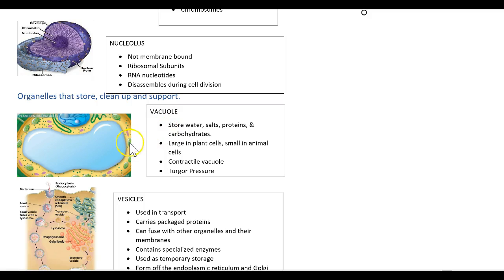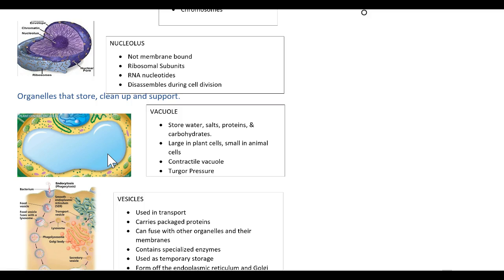Okay, so one of those organelles is referred to as a vacuole. And a vacuole is for storage. It's going to store things like water and salts and proteins and carbohydrates. Sometimes it's even going to store digested materials, depending on the type of vacuole. In this particular picture, this is a very large vacuole, and this is one that you would find in plant cells, because one of the things that you're going to have to be able to do is determine the difference between plant and animal cells.